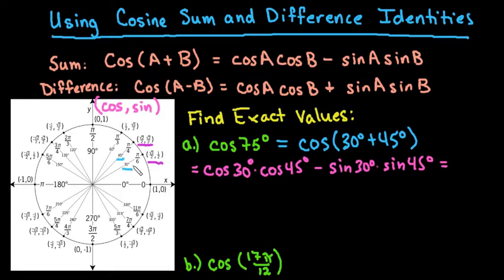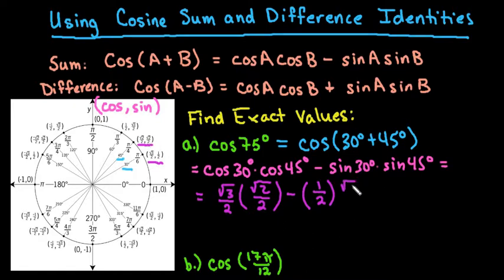Remember that it's cosine, sine, so I'm going to use these two right here. The cosine of 30 degrees is the first one, the square root of 3 over 2, times cosine of 45, which is the square root of 2 over 2. And then we would subtract from it the sine of 30, which is 1/2, times the sine of 45 degrees, which also happens to be the same thing, square root of 2 over 2, as the cosine of 45.